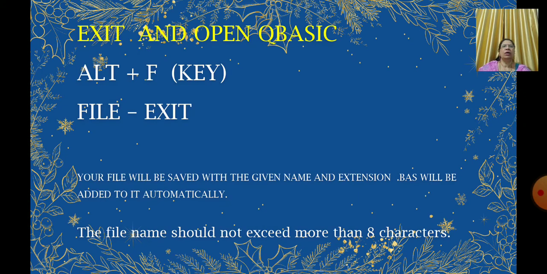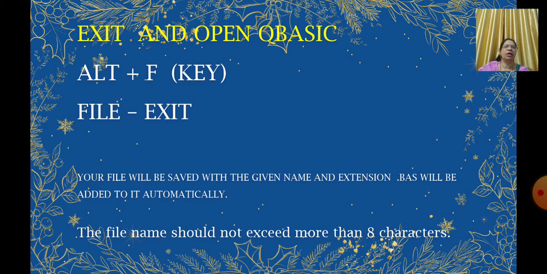Okay, now here Alt F is a shortcut key. So Alt F for what? For the file menu, right? File and exit is for exiting Qbasic. So with the help of Alt plus F, the file menu will come. There you can select whichever option you want.